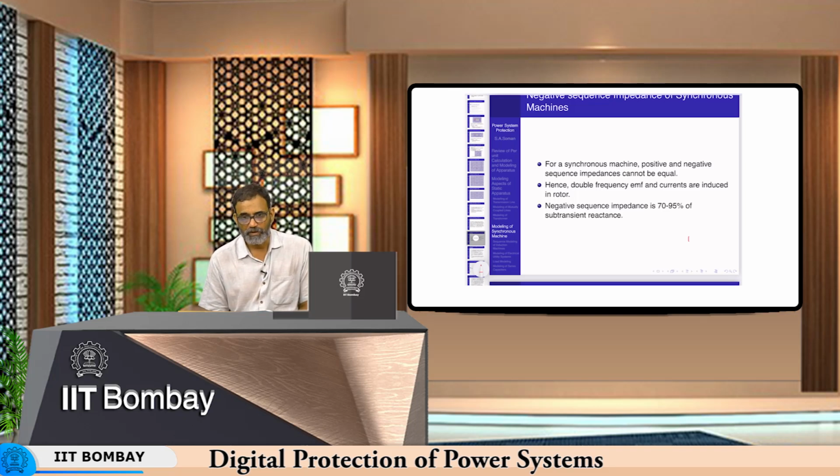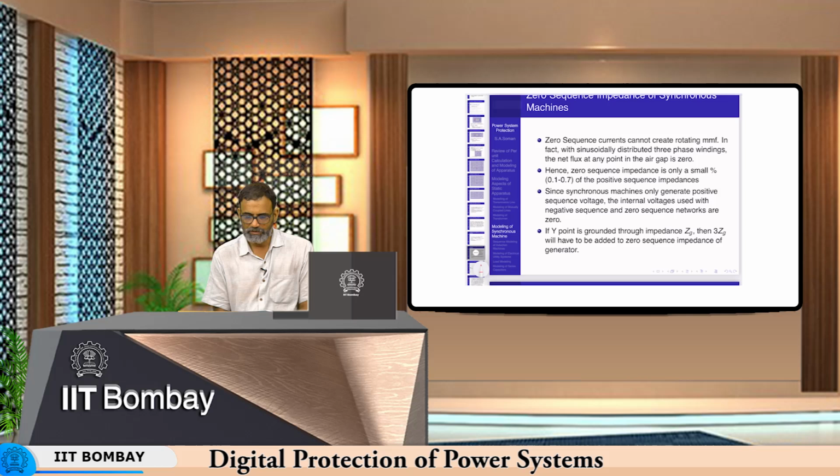So, the negative sequence impedance is not the same as that of the positive sequence impedance. In fact, it will be lower because of this action of the net reduction in the flux, and it is usually considered to be about 70 to 90% of the subtransient reactance. So, X2 will be equal to 0.7 to 0.9 or 0.95 of Xd double dash.